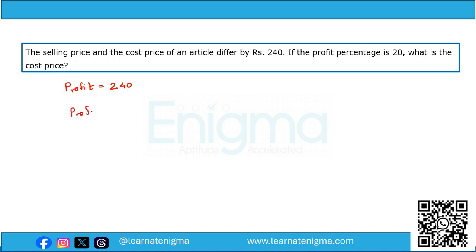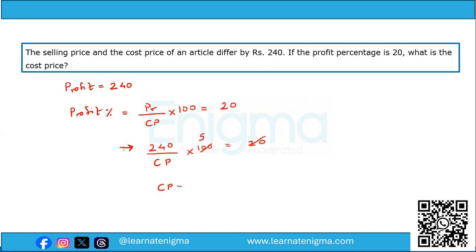Now, profit percentage formula is profit upon CP into 100. Now, this is given to us as 20. Now, profit is given to us as 240. So therefore, now 240 upon CP into 100 is equal to 20. So 20 fives are 100. So therefore, CP is equal to 240 into 5, that is 1200.